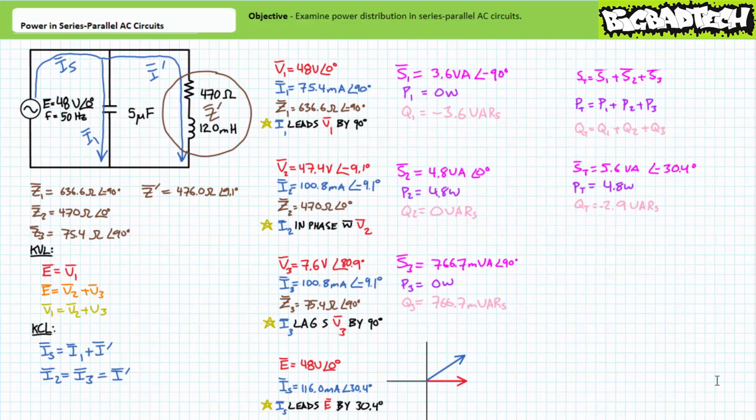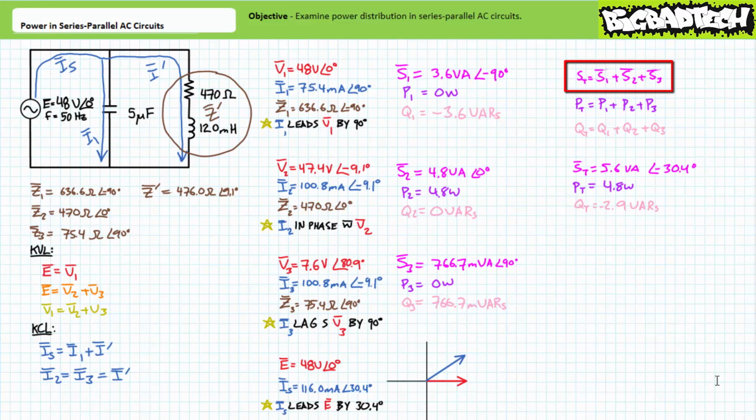Let's now examine total power for the complete series parallel circuit. There's a couple means of doing so. First, apparent power in equals apparent power out. ST equals S1 plus S2 plus S3. Note apparent power can be considered as having both a magnitude and a direction. Accounting for angles, the apparent power delivered to the capacitive impedance is pointed entirely in the negative imaginary direction. Apparent power delivered to the resistive impedance is pointed entirely in the real horizontal direction. And finally, apparent power delivered to the inductive impedance is pointed entirely in the positive imaginary direction.